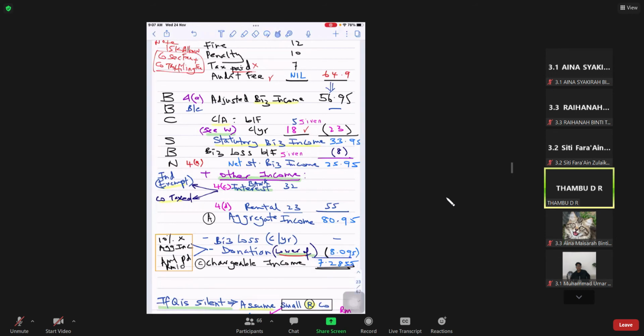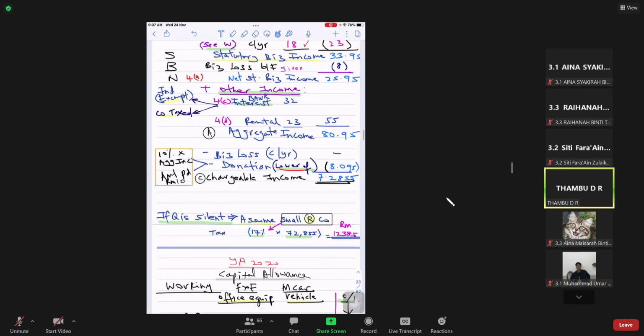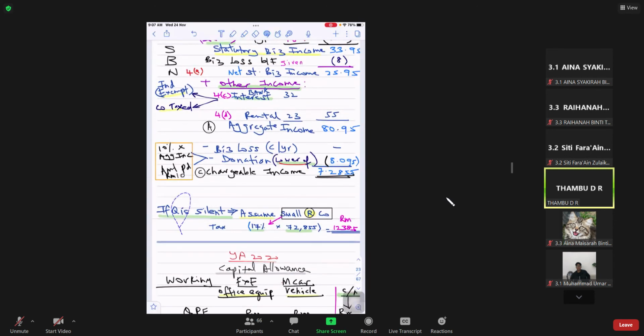Next, if the question is silent, we assume it is a small company and we assume it's a resident company. But always the question will tell you, don't worry. I'm saying in case they don't tell you, we assume it's a small company and resident. If that's the case, you pay 17%. These are all in 1,000. 17%, that will be your tax. Okay, so your tax will be 12,385. Done.